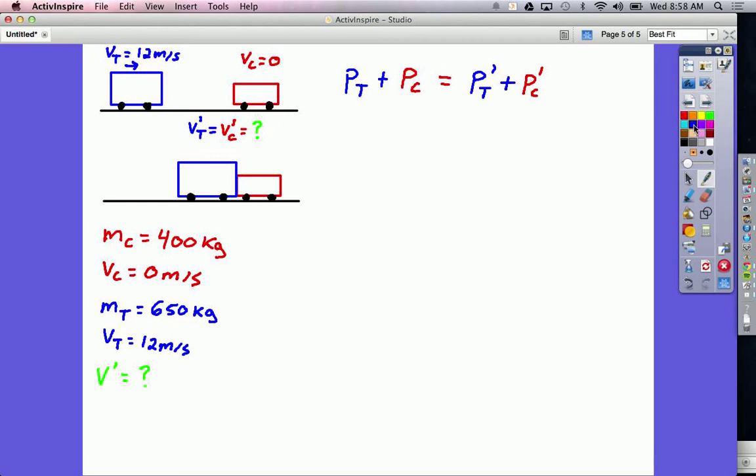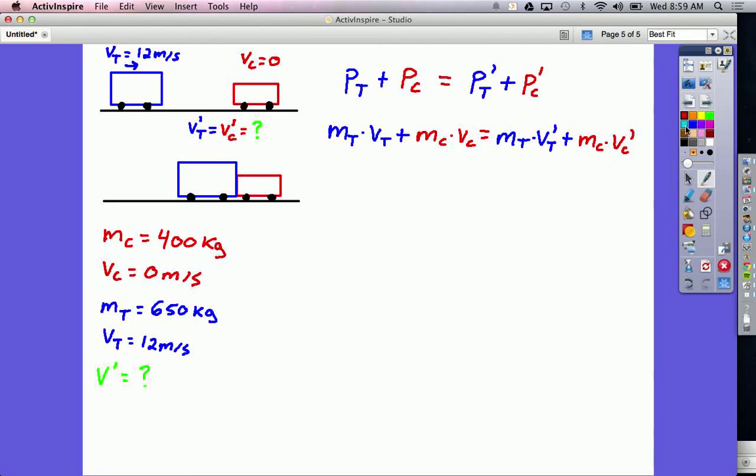What we can do here is expand each of these momentum symbols into mass of truck times velocity of truck plus mass of car times velocity of car, and that's going to equal mass of truck times velocity of truck prime plus mass of car times velocity of car prime.